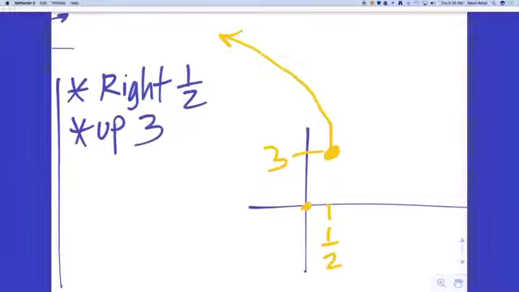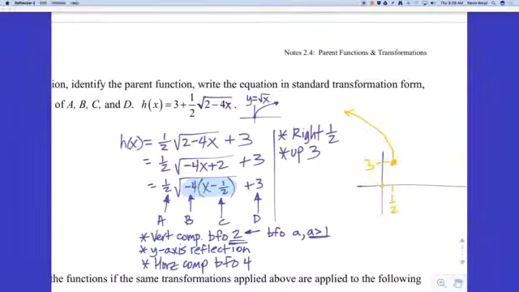It's kind of nice on every parent function. They have like at least one point that you can kind of track and see where it goes. In this case, that was the original origin. It is now 1/2 to the right and up 3. Because stretching and compressing anything does not affect any point that passes through the origin, because it's 0 for both x and y. 0 times anything is 0. So there's what your new graph looks like.